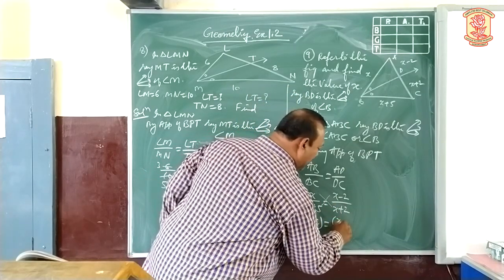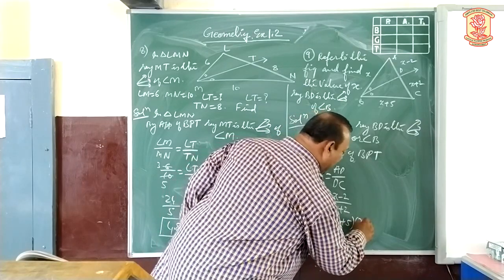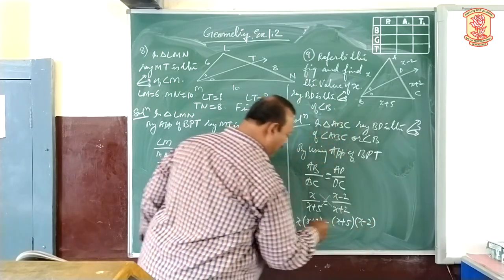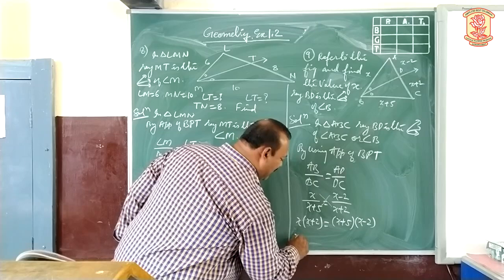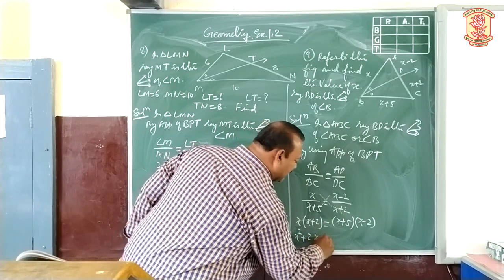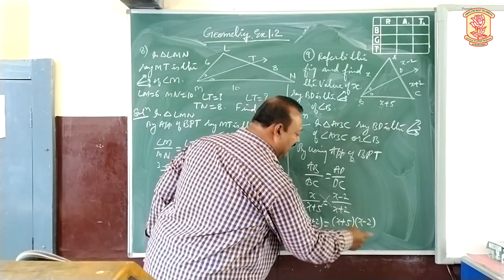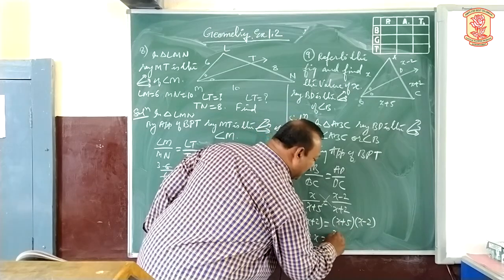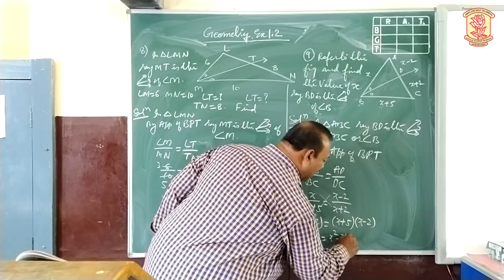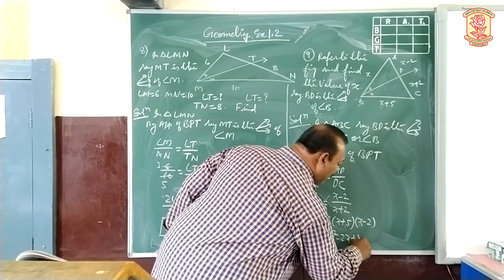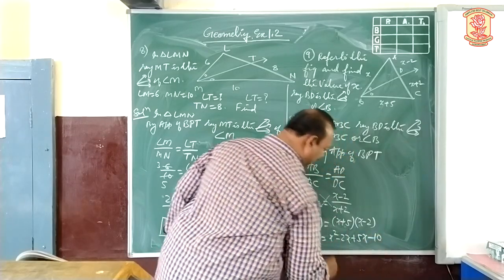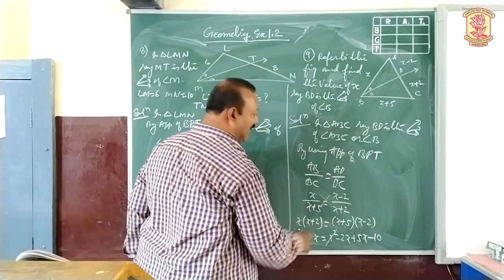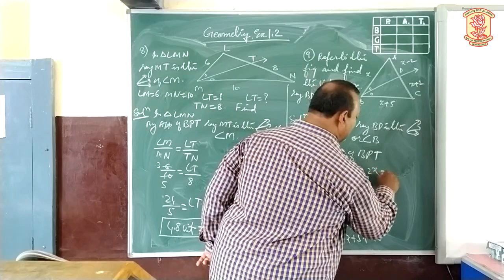And x plus 5 will be multiplied by x minus 2. We have to expand: x into x, x square, plus 2x. And here on the right side, RHS, x into x, we get x square. X into 2, minus 2x. 5 into x, 5x. And 5 2s are 10. X square and x square get cancelled. What you get? 2x equals to this.